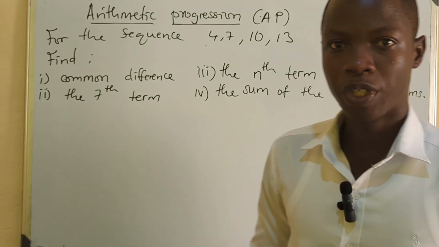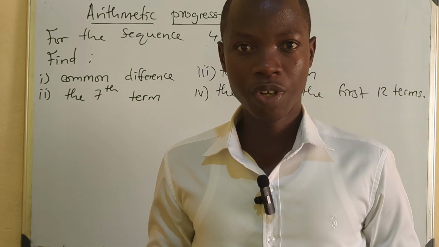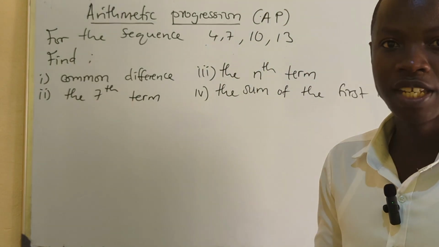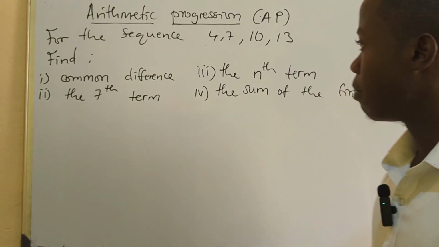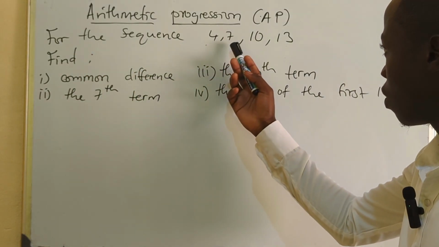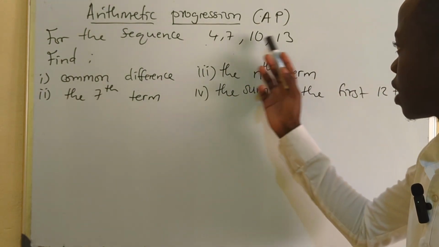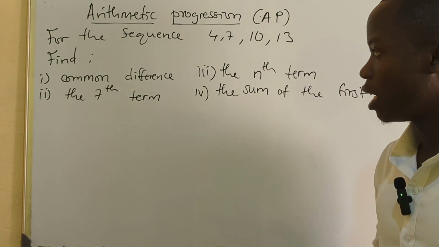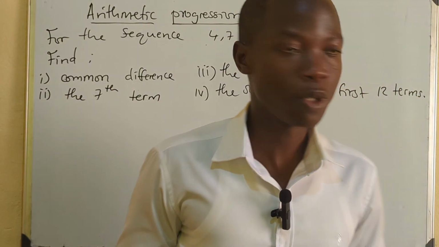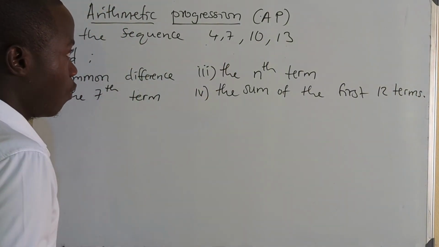So today we are exploring arithmetic progression, AP, a sequence of numbers where each term after the first is obtained by adding a fixed constant number to the previous term. Now here the statement says, for the sequence 4, 7, 10 and 13, find the common difference. So these are the terms that we have in our sequence. To find the difference between given figures, we just subtract the two figures.